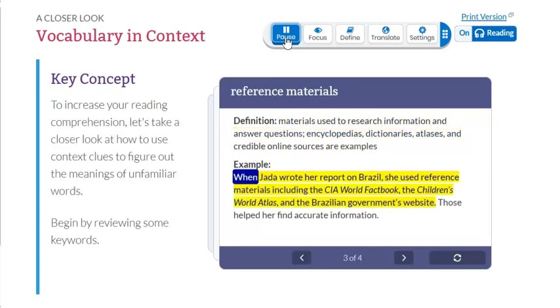Example. When Jada wrote her report on Brazil, she used reference materials including the CIA World Factbook, the Children's World Atlas, and the Brazilian government's website. Those helped her find accurate information.